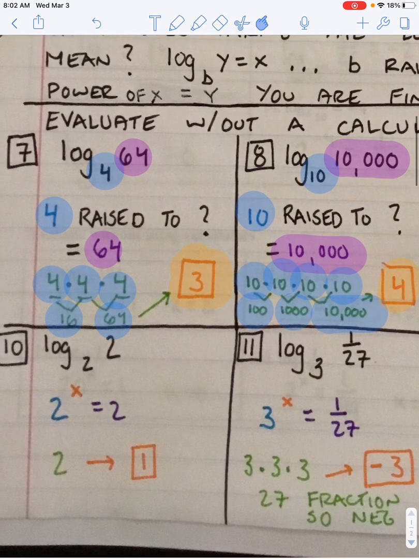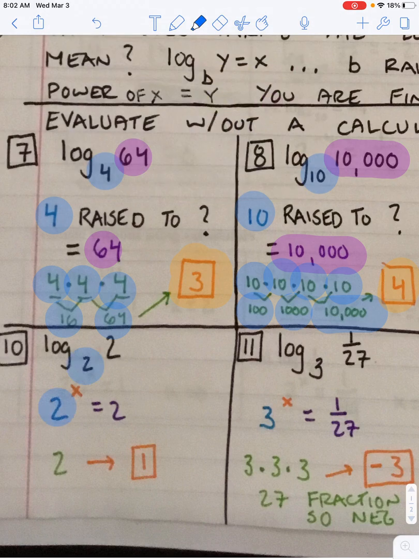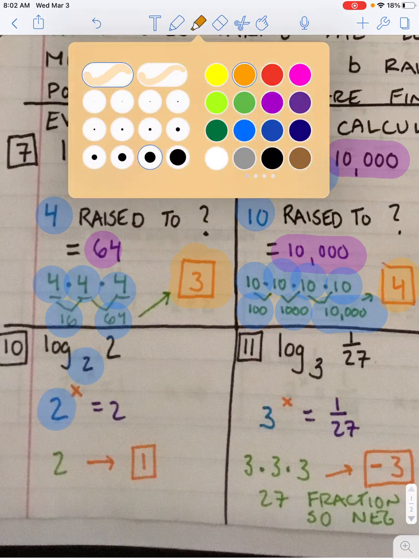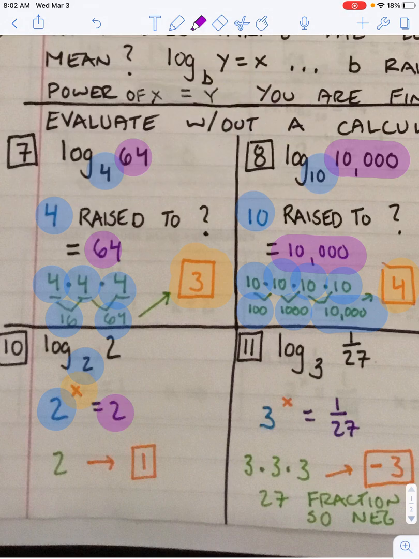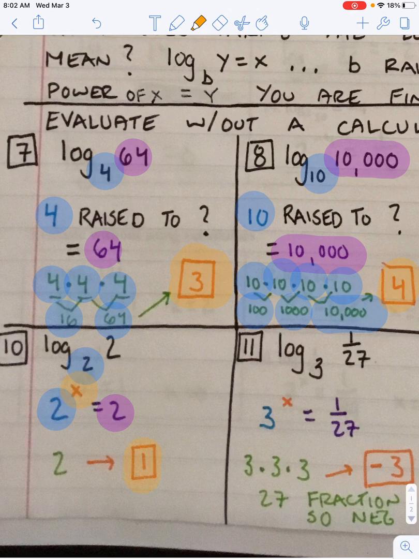Now we've got log base 2 of 2. So what are we asking here? We have a base of 2. So it's 2 raised to what will give us 2. So 2 raised to just 1 gives us 2, right? So our answer is 1. If it was log base 3 of 3, log base 10 of 10, log base 5 of 5, etc., it would be 1 for your answer.